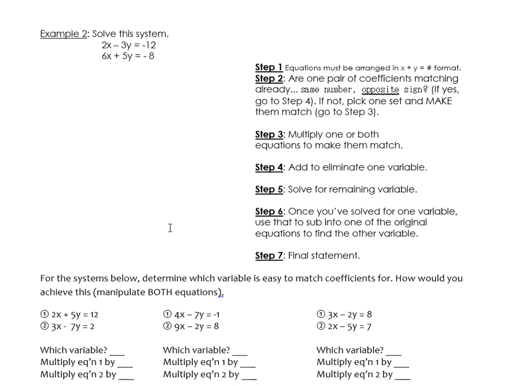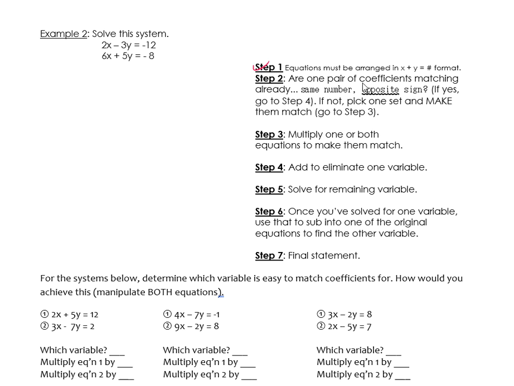Let's try again. Step 1: equations must be arranged as x, y, equal sign, and they are. You can tell because they're lined up. If you look at this equation right here, I've got the x's together, the y's are lined up, and the constants are lined up. It has to look like that, or else when we go to add them, we won't be able to, because the like terms won't be in order. So step 1 is done.